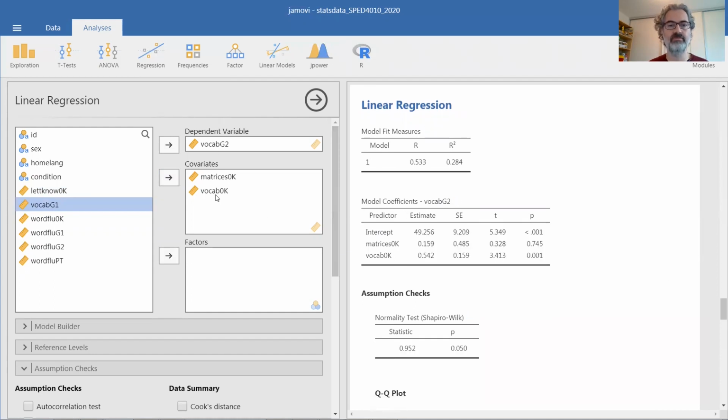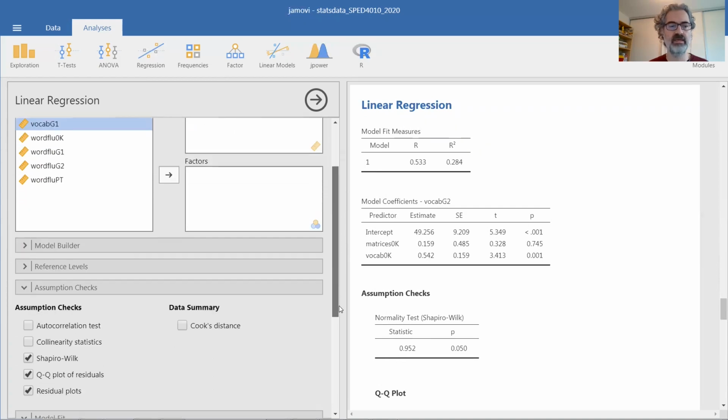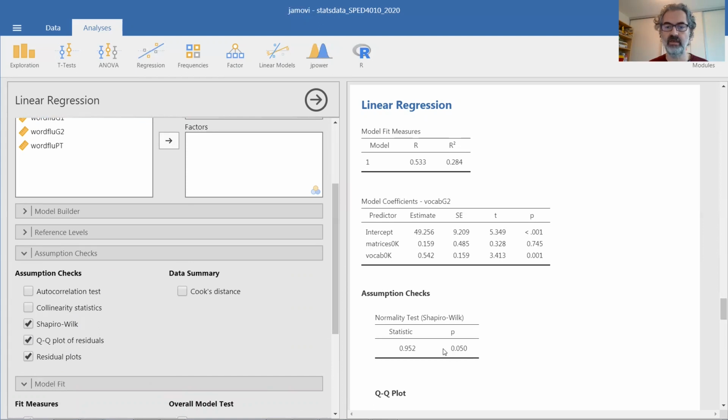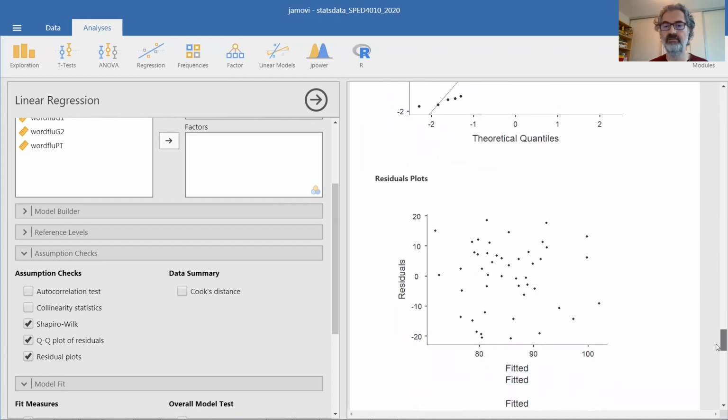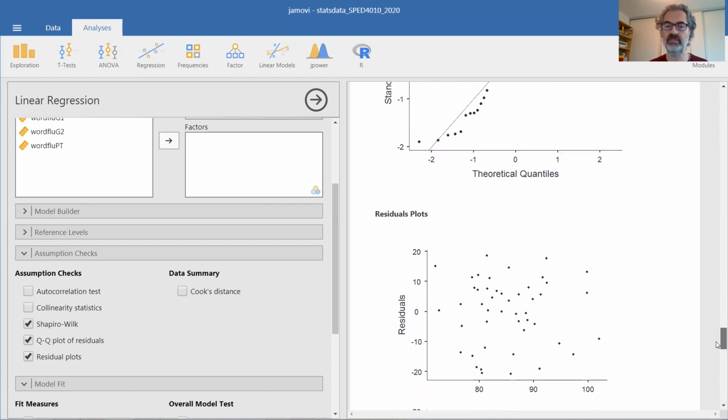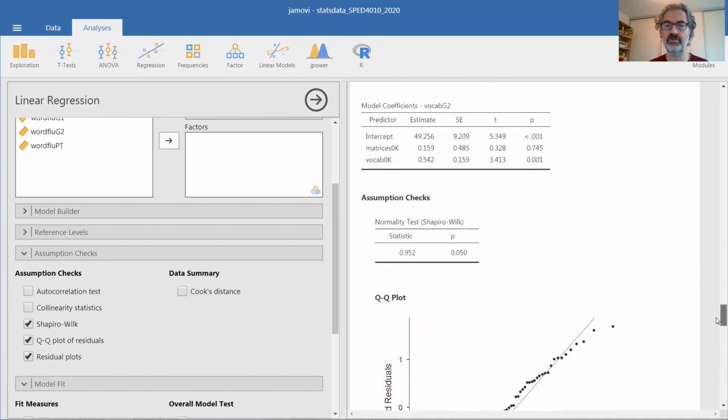So first we enter both variables in the model. We're interested in predicting vocabulary in grade 2 by matrices, so nonverbal ability, and vocabulary in kindergarten. At this stage, they're considered together. Our assumption check is barely okay, so it's not less than 0.05, it's just okay. And there is no substantial heteroscedasticity visible in this scatter plot.